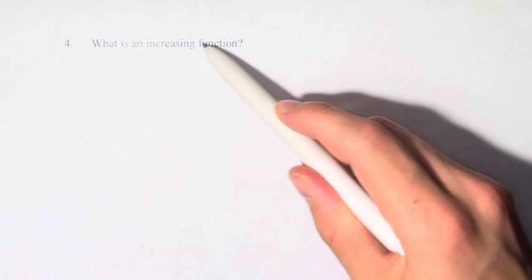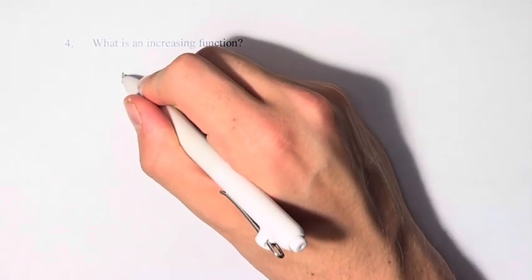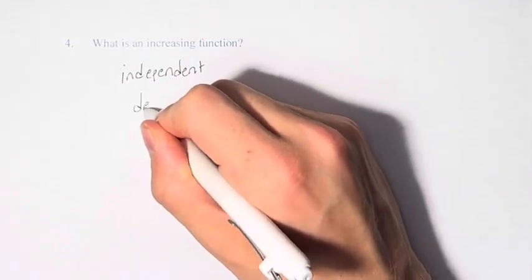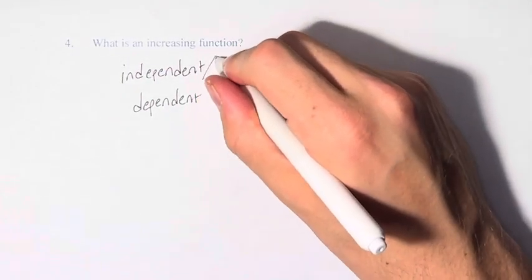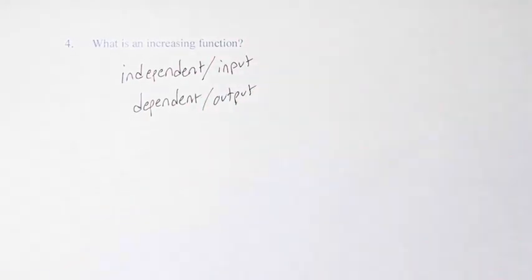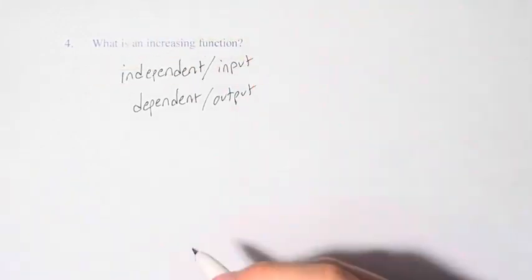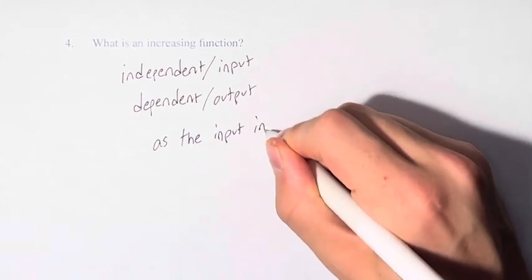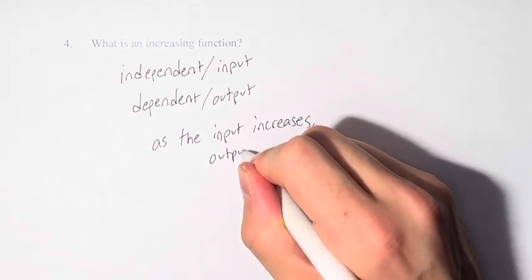In this problem, we're asked, what is an increasing function? So for any function, you have an independent variable and a dependent variable. We can think of these as the input to the function and the output. And the defining feature of an increasing function is that as the value of the input increases, the value of the output increases.